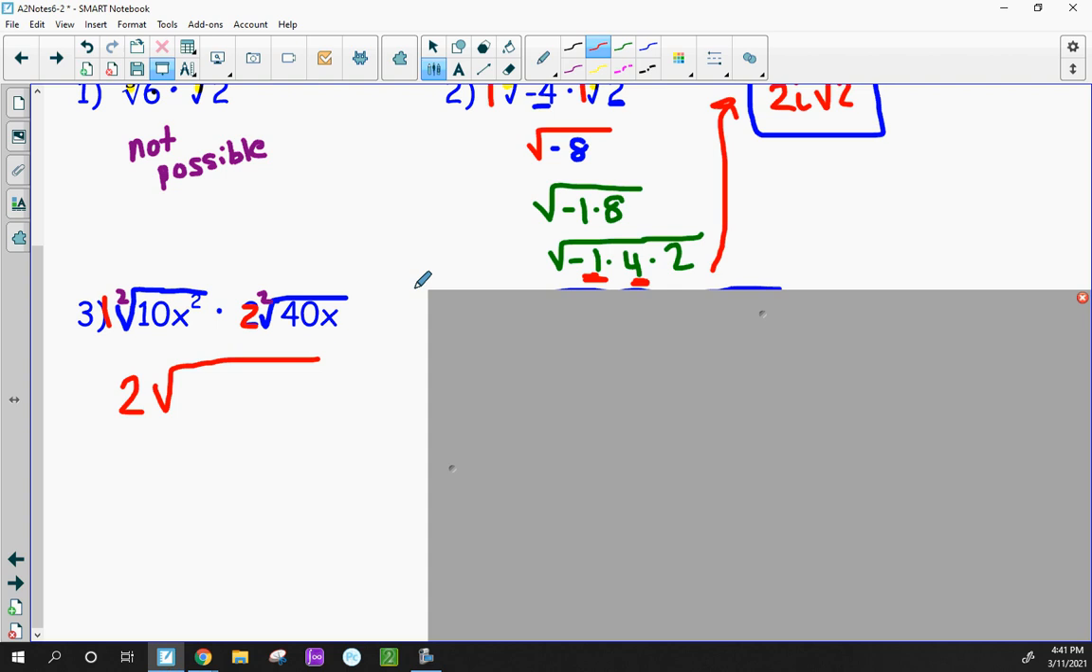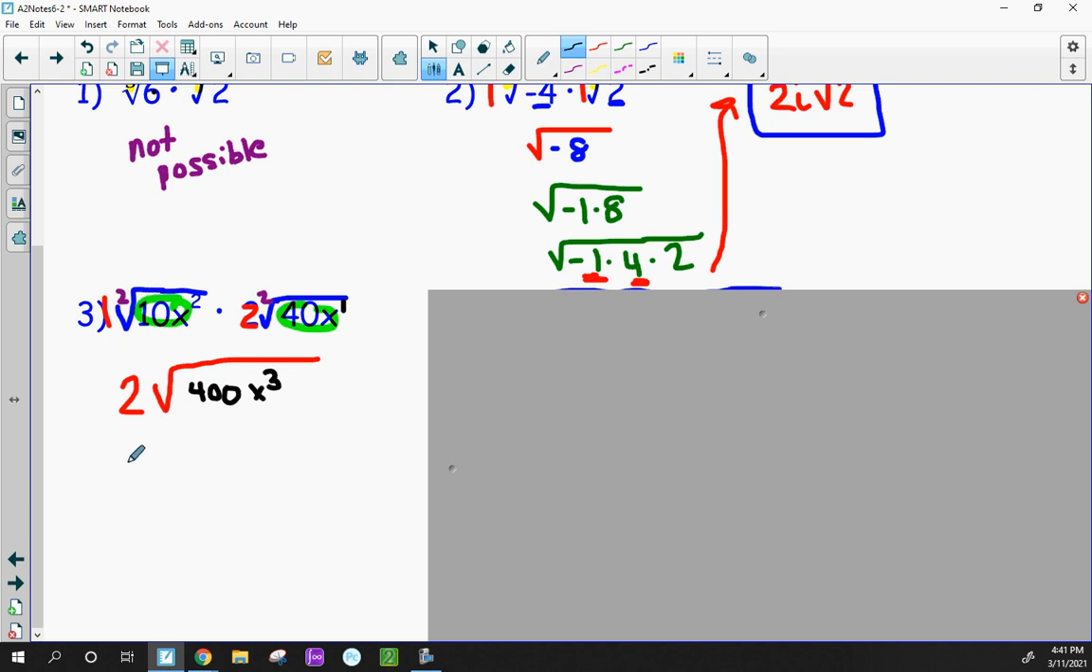Now I'm going to multiply my radicands together. So I'm going to put this and this together with multiplication. I'm going to multiply 10 times 40 to get 400. I'm then going to multiply x to the second times x to the first. And again, we add powers when we're multiplying, so that becomes x to the third. I am now finished with the multiplication step, but I have to see if it simplifies.